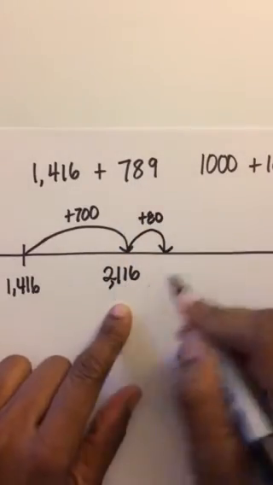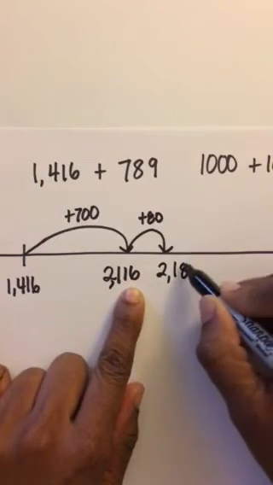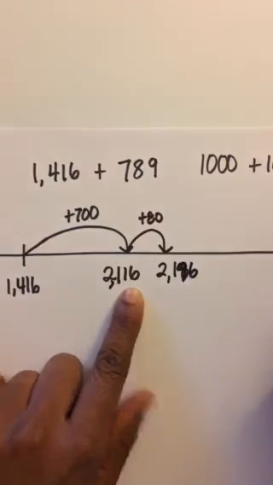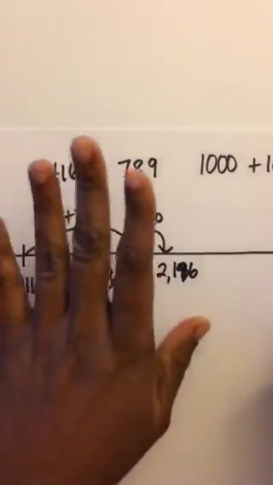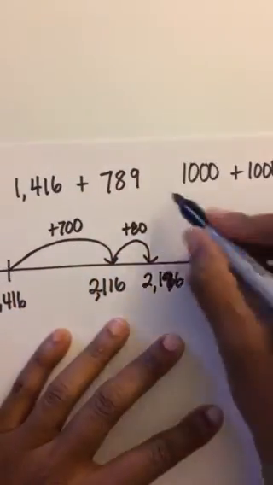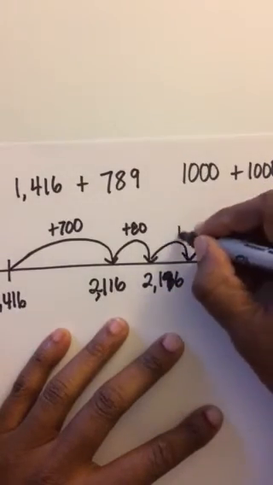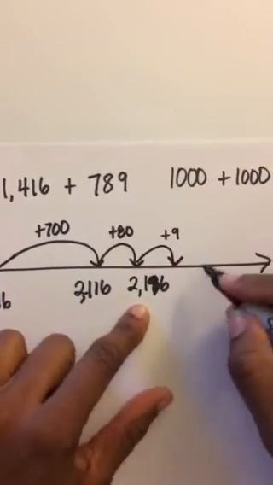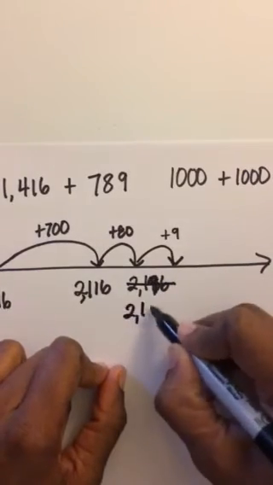And I can add 80 to that number. That gives me 2,196. Put 10 in my head, 20, 30, 40, 50, 60, 70, 80, 90. And then I'm going to add 9. So I have 2,196. Let me write that neatly.